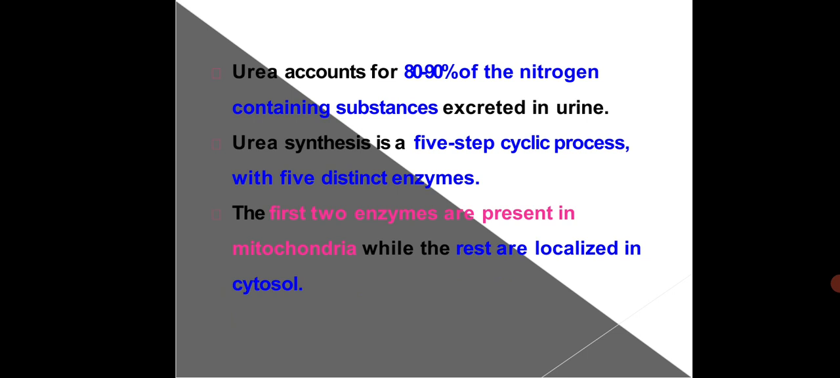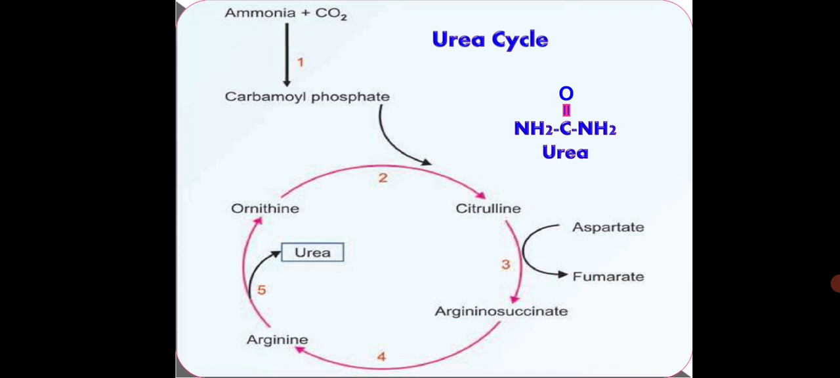Urea is synthesized in a five-step cyclic process with five distinct enzymes. The first two enzymes are present in the mitochondria and the rest are localized in the cytosol. This is the urea cycle. In this cycle, ammonia is condensed with CO2 to form carbamoyl phosphate, and carbamoyl phosphate reacts with ornithine to form citrulline. Citrulline is converted to argininosuccinate, and then argininosuccinate is converted to arginine, releasing urea and regenerating ornithine.